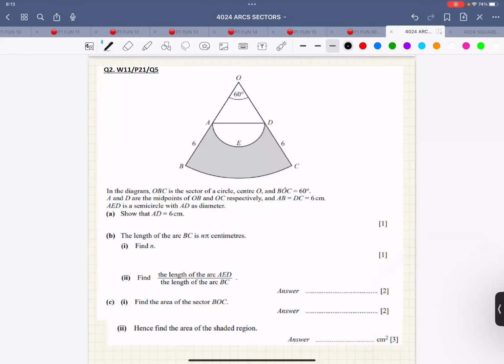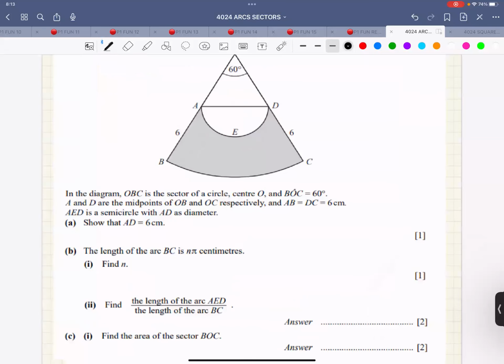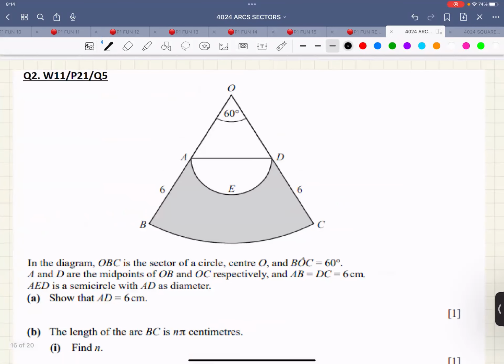Now, in this question, which is a paper 2 question, the question says, in the diagram, OBC is a sector of a circle, center O. Angle BOC is 60. So OBC goes like this, and then this angle is 60 and the radius is not given as yet. AB and DC is 6. AB is 6, DC is 6. What is OA? What is OD? We don't know.